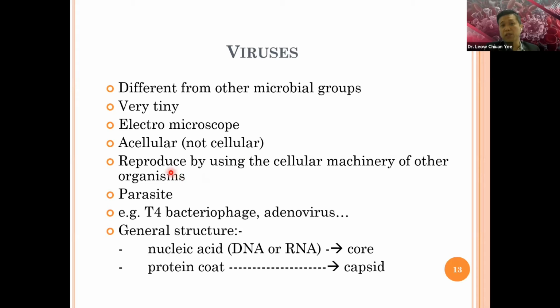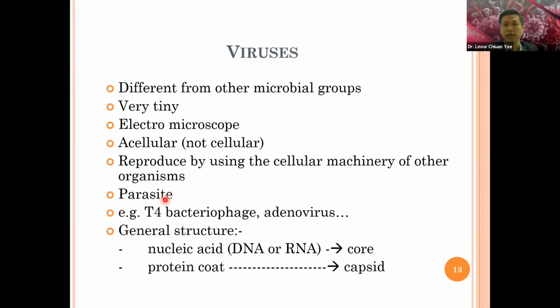And of course, like I mentioned just now, viruses reproduce by using the cellular machinery of other organisms. Most of them are parasites, which is not the parasites I mentioned just now, not the worms. When we talk about parasites, it means they cannot contribute on their own, but need to rely on the host to get their benefit. The host cannot get any benefit from them. But the virus needs to get some benefits from the host, which is what we call a parasitic infection.